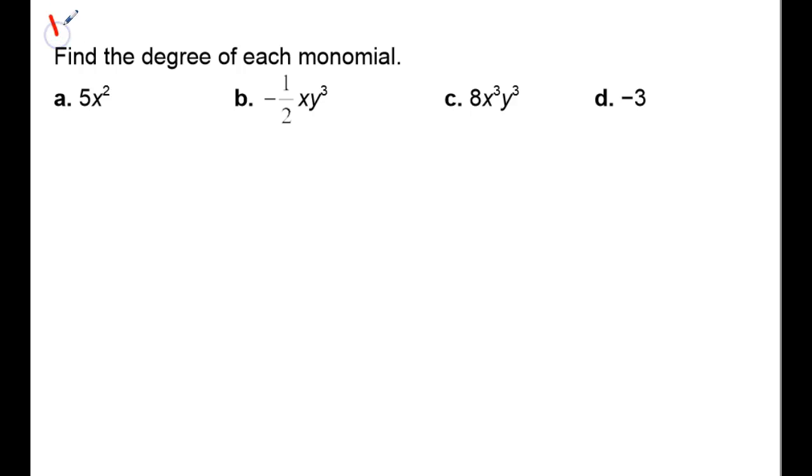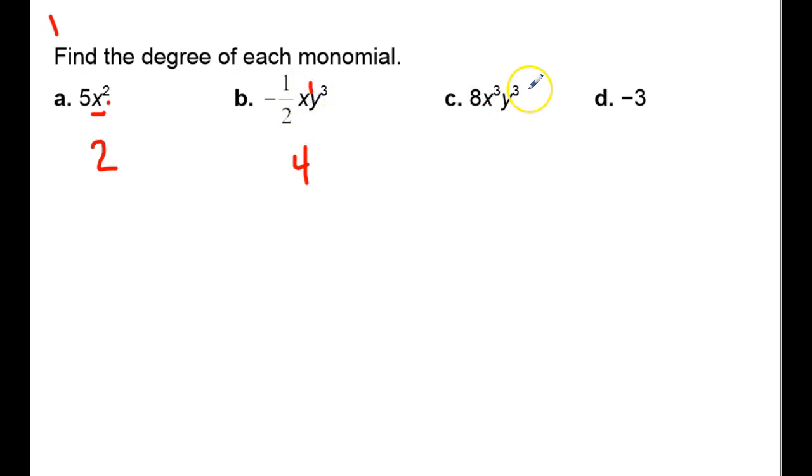So let's look at example number 1. So I'm supposed to find the degree of each monomial. So in part A, I see that I have one variable and it has one exponent. So my degree for this one would be 2. So let's look at part B. So here's my monomial, right, because it's one big term. I see that I have an x and a y cubed. Well, I know that the exponent with x is a 1, even though it's not written there, and the y has a 3, so I'm going to add these together. So 3 plus 1 is 4. The degree of this monomial would be 4.